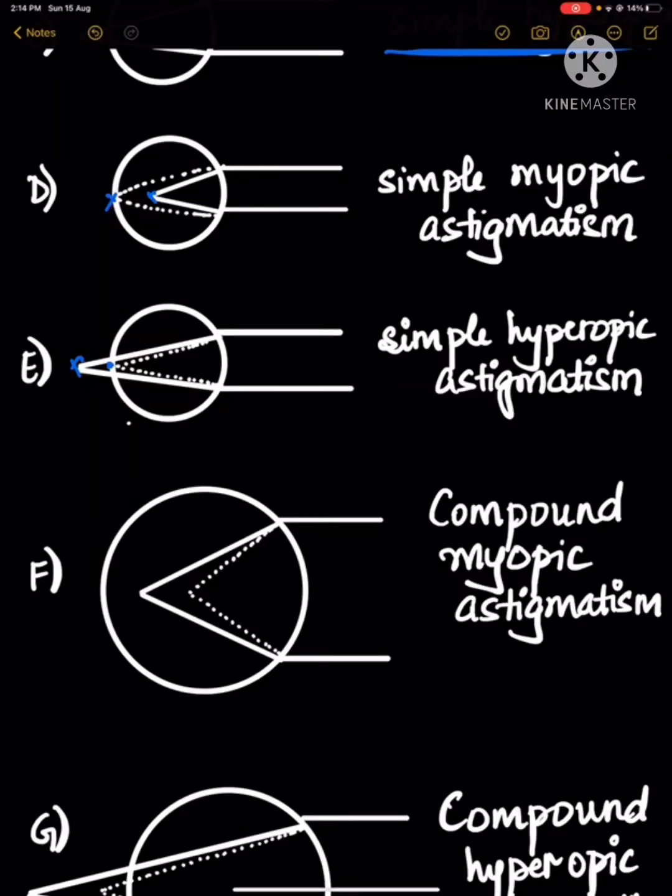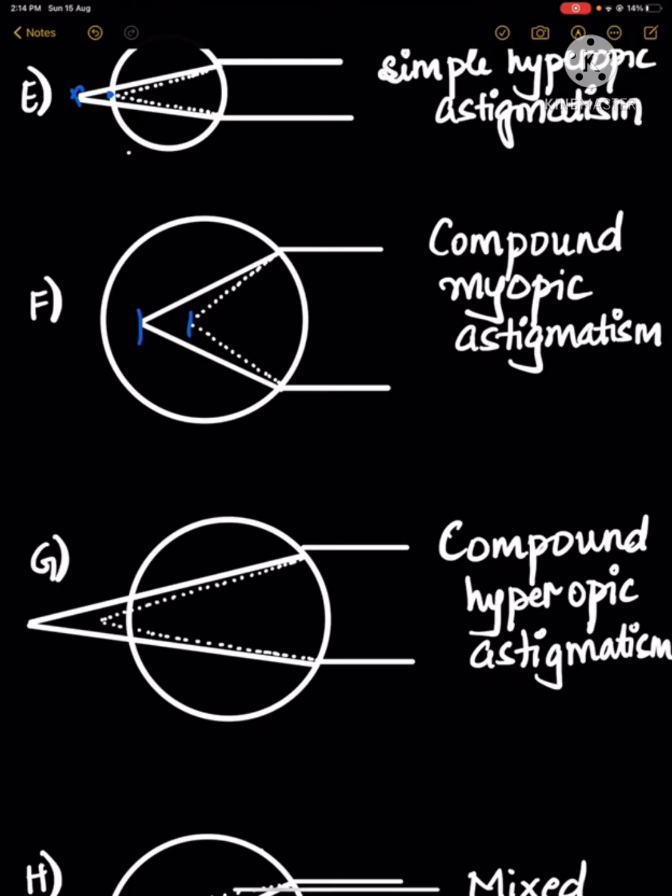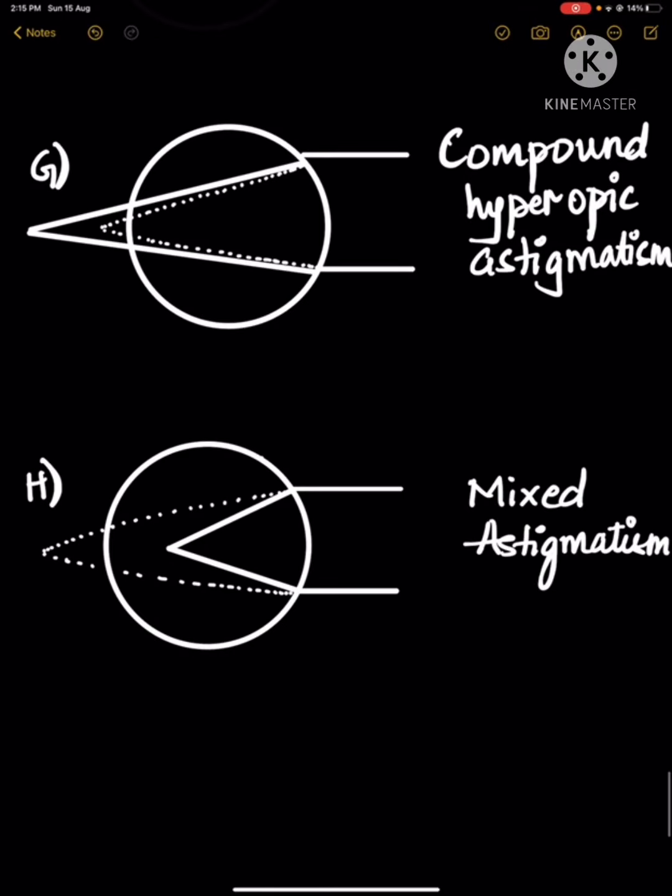Now, when both the principal meridia are focused in front of the retina but at two different planes, then it is compound myopic astigmatism. Same goes with compound hyperopic astigmatism. That is, they're focused behind the retina but in two different planes. If one is in front of the retina and another behind, then it is mixed astigmatism. That's it.